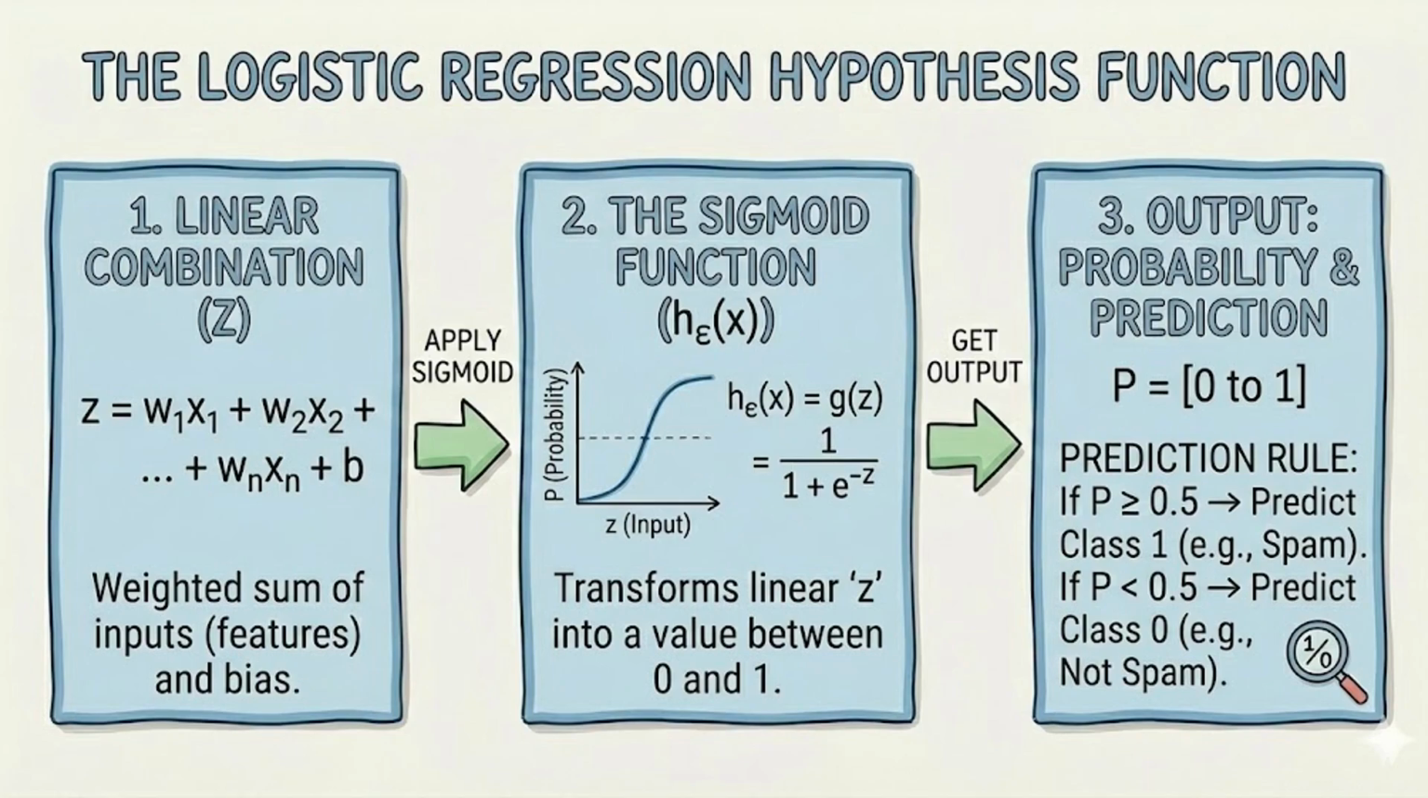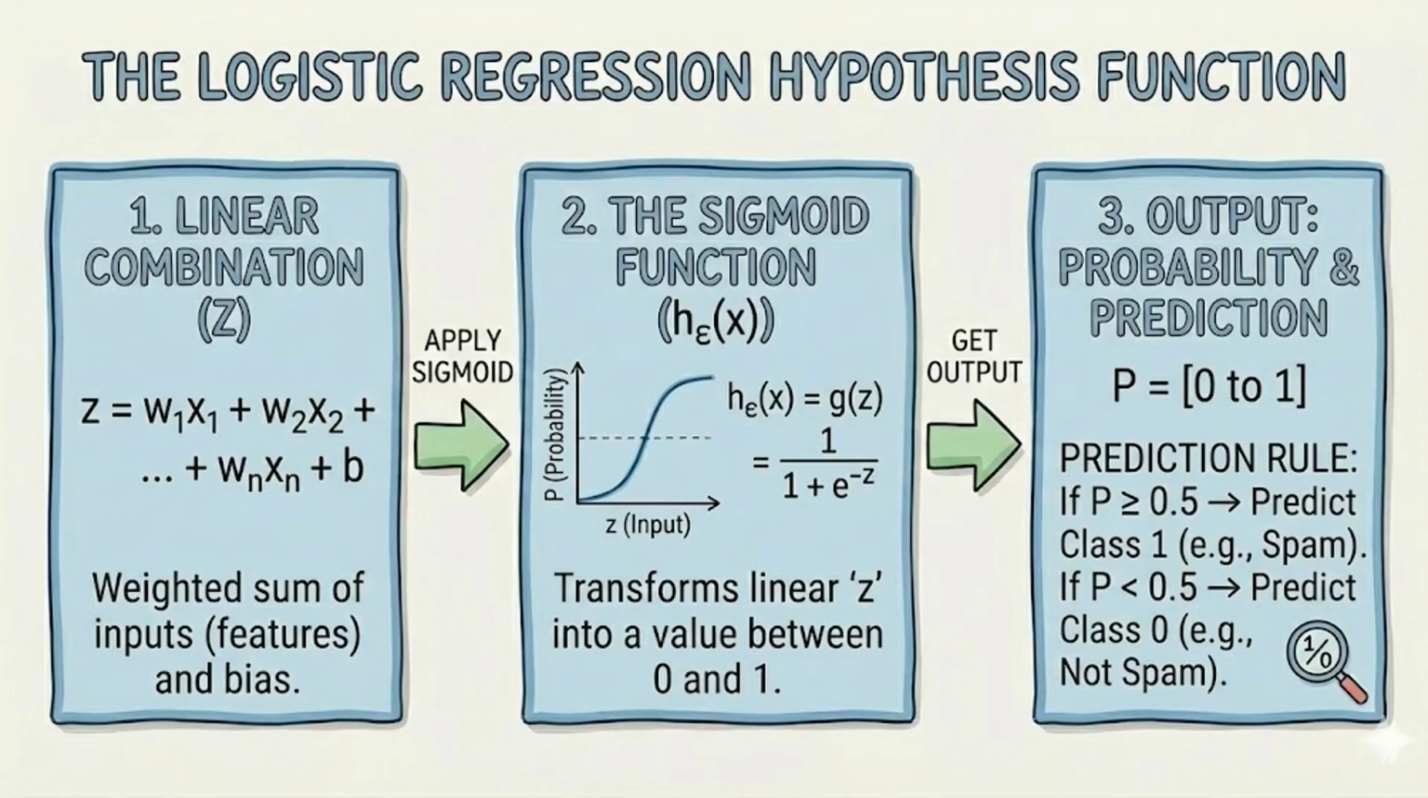So there are three steps. First, we have to have the linear combination of data. We calculate a weighted sum of our inputs. You can see here z is equal to w1x1 + w2x2, the summation of all these weights and their features. All these x, x1, x2, are features.